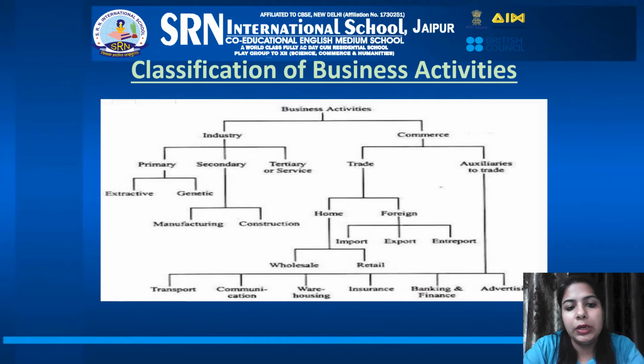As you can see on your screen, the business activities are divided into two types of activity, that is industry and commerce, and there are various other segregations. Industry is further divided into primary industry, secondary industry, and tertiary or services. Primary is further divided into extractive or genetic. Secondary is divided into manufacturing and construction. Then under commerce, it is further divided into trade and auxiliaries to trade. Trade is divided into home trade and foreign trade, and there are different types of auxiliaries to trade also. So we'll study all these classifications in detail. So let's begin.